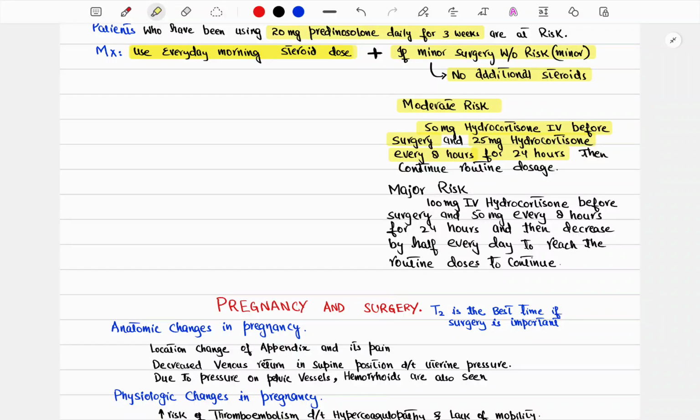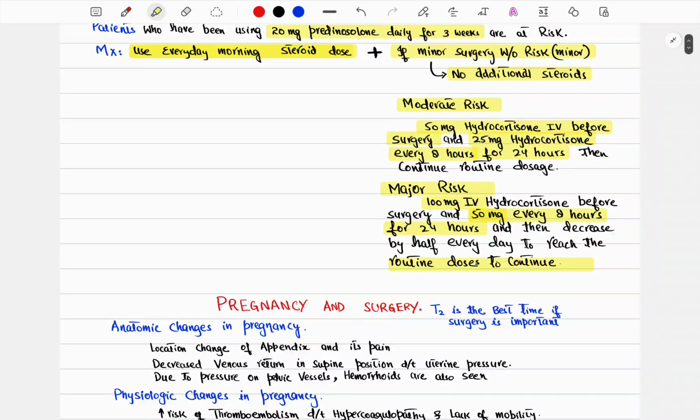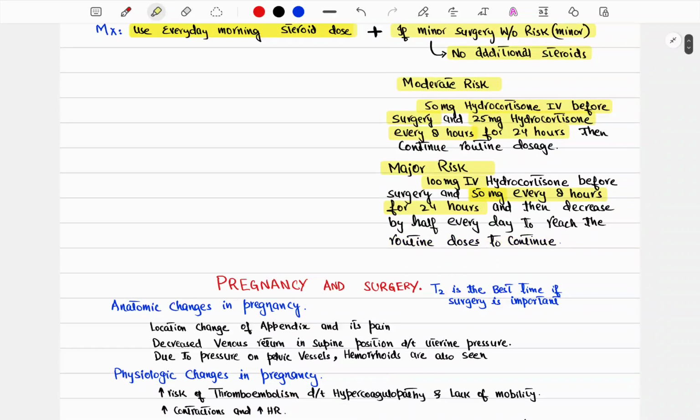If there is a surgery which has major risk, like thoracic or intrathoracic surgery or major abdominal surgery, then instead of 50 mg, 100 mg IV hydrocortisone is given before surgery, and then 50 mg is given every 8 hours for 24 hours. Then this 50 mg is decreased by half every day to reach the routine doses which the patient had been taking already.